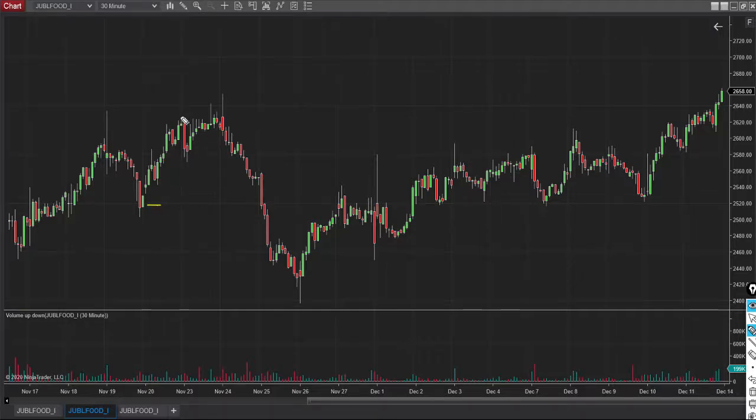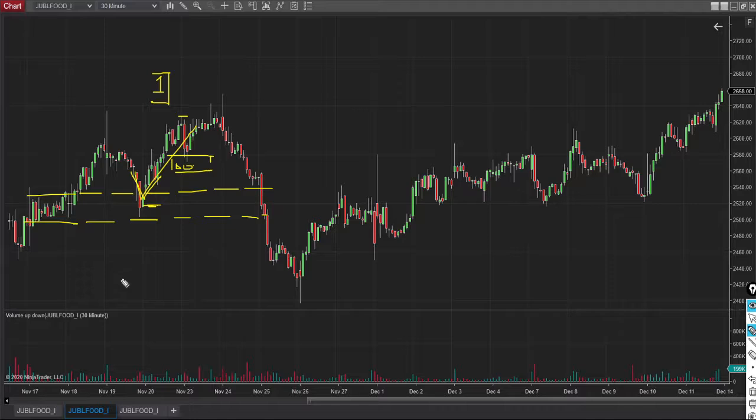Look at this, from this zone, 2520, it has moved till 2620, that is a 100 points move. This is a shorter time frame, and remember, this took place in just one single day. This is 30 minutes, so in one day it has moved from 2520 to 2620. Always make sure when you are carry forwarding this demand zone, don't expect the same outcome, don't expect the same rejection every single time, because the rejection has already been done.